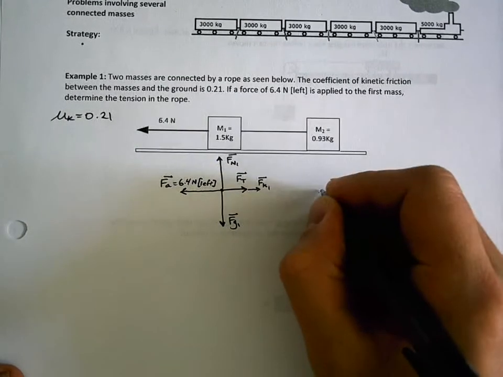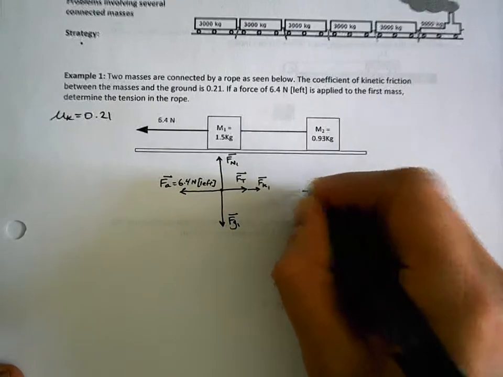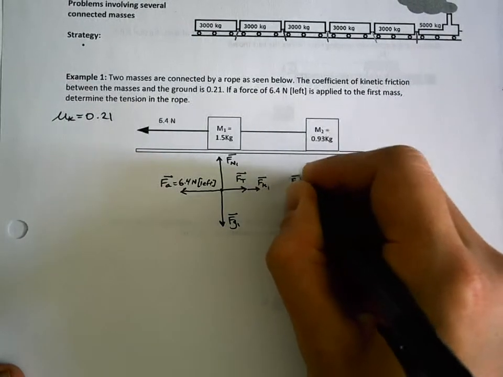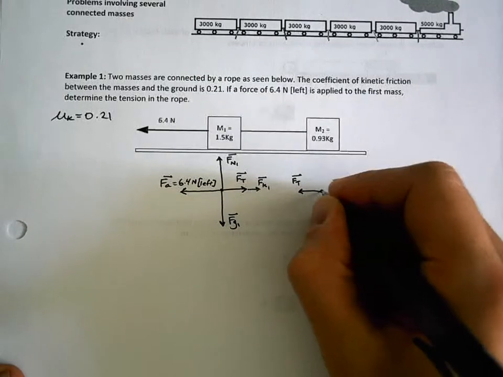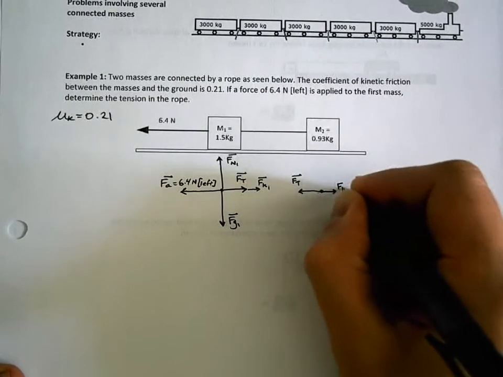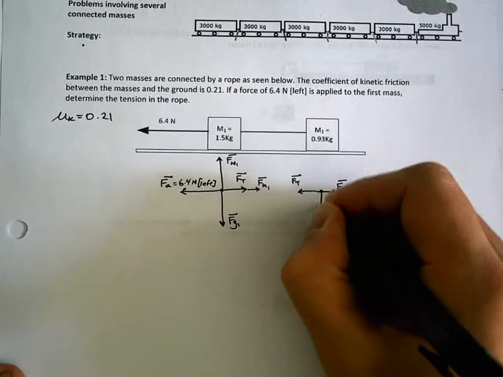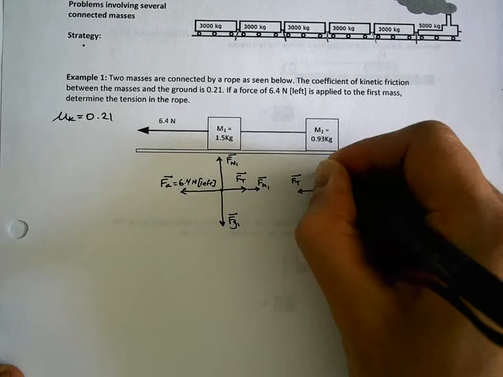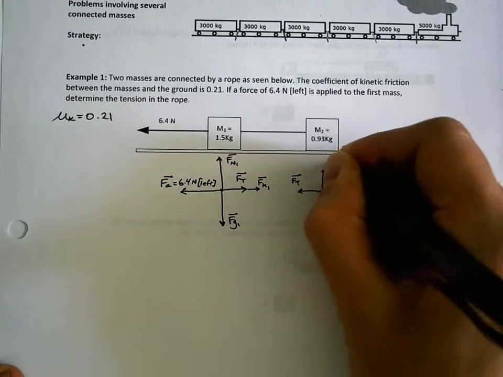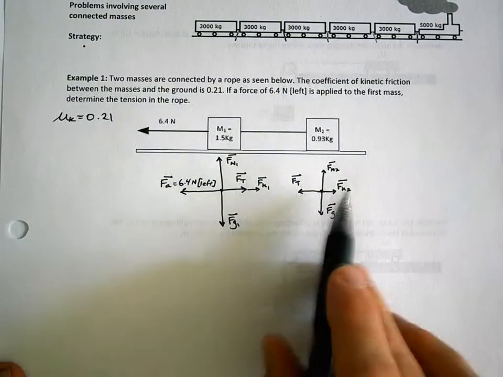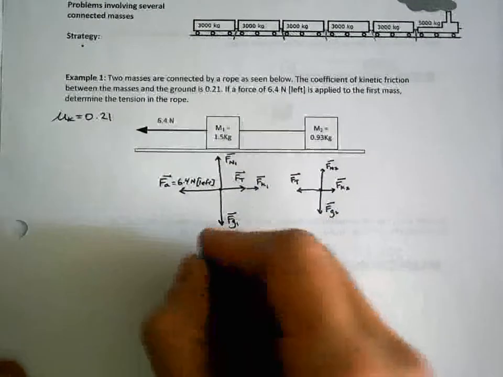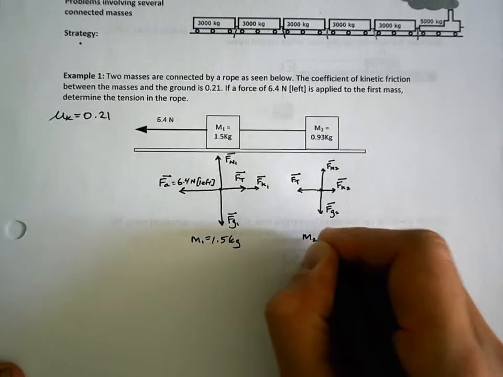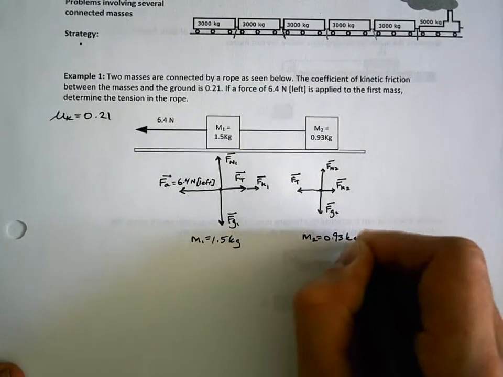For mass 2, doesn't have anyone pulling on it, but it does have this rope force, FT, pulling in the other direction. There's some small amount of kinetic friction, FK2, and then there's some force of gravity, Fg2, and there's a normal force, Fn2. Note that the force of gravity and normal should be smaller because this is a smaller mass. M1, as we know, is 1.5 kilograms. M2 is 0.93 kilograms.